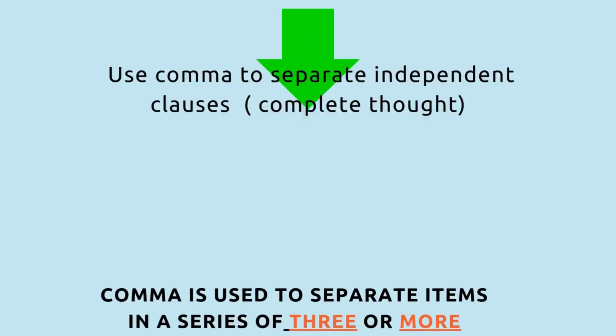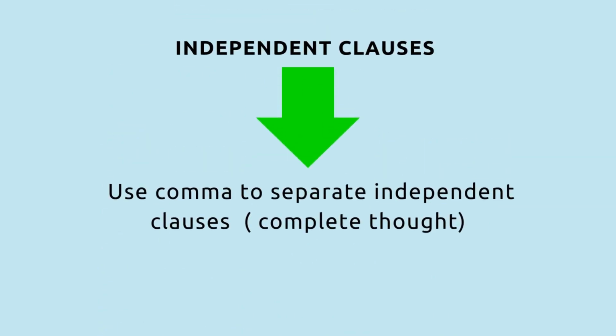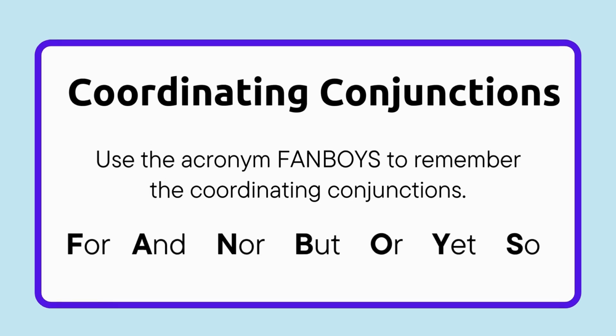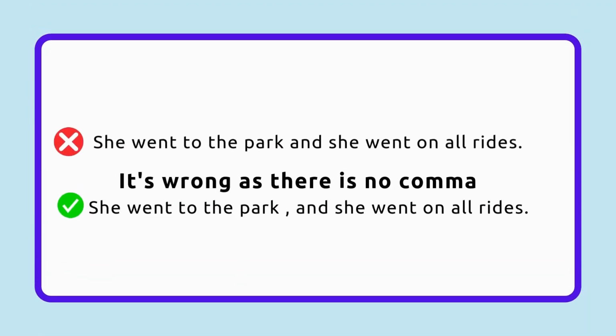We use comma to separate independent clauses, which means a complete thought that can stand on itself to convey a complete meaning, when they are joined by the following coordinating conjunctions. FANBOYS: F for, A and, N nor, B but, O or, Y yet, and S so is an easy acronym to remember them. Do remember that the comma comes before the conjunction.